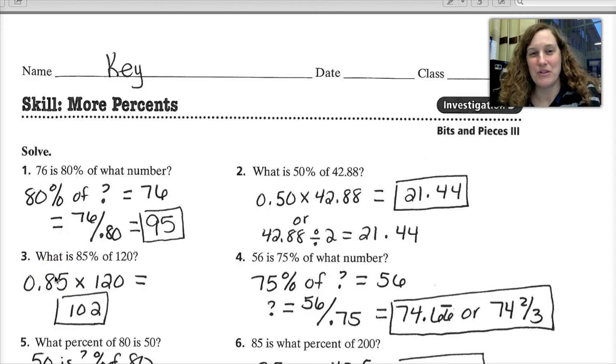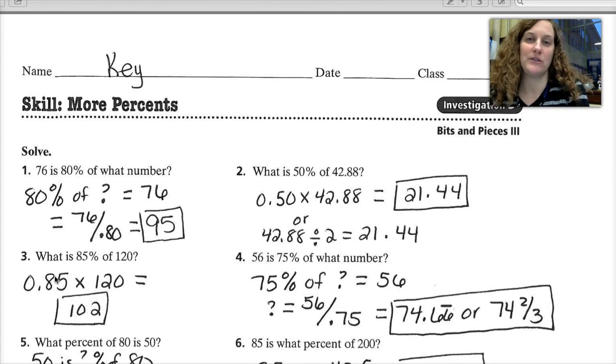Hi, this is the review for Investigation 5 in the unit test, Skill More Percents. I did say you could use a calculator on this one because while you should be able to do this multiplication and you will need to be able to do it for the unit test, here I'm more assessing whether or not you know how to put the numbers in the order to get your answer, how to know what numbers to multiply, and what numbers to divide. That's more important than doing the multiplication in this part.